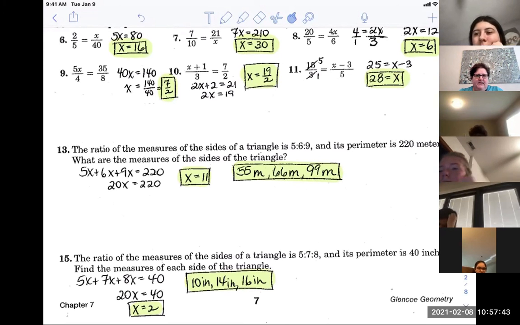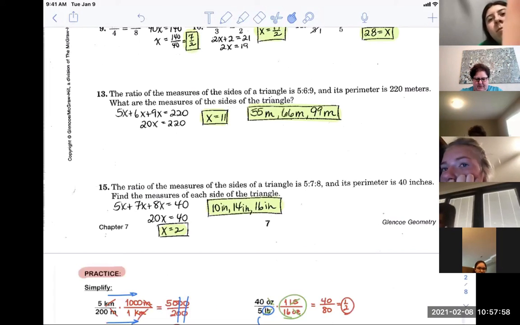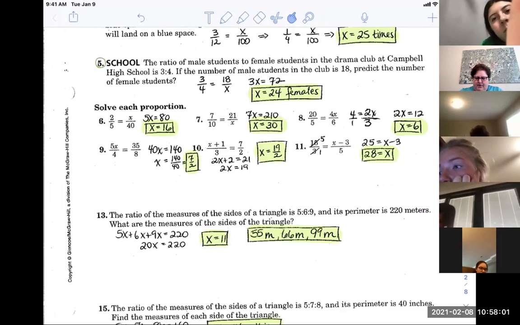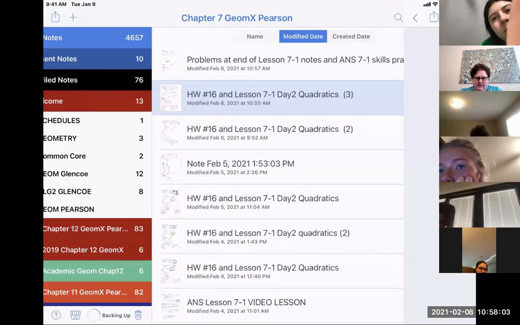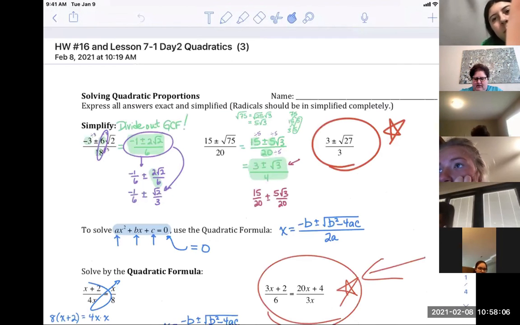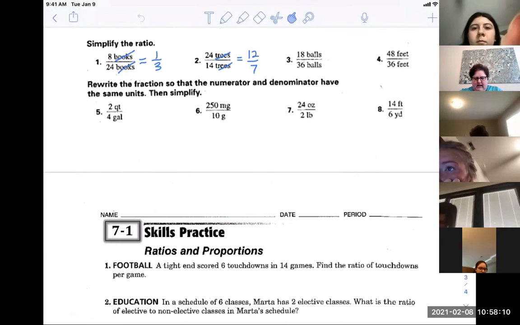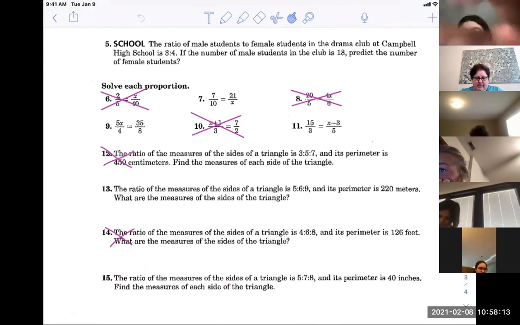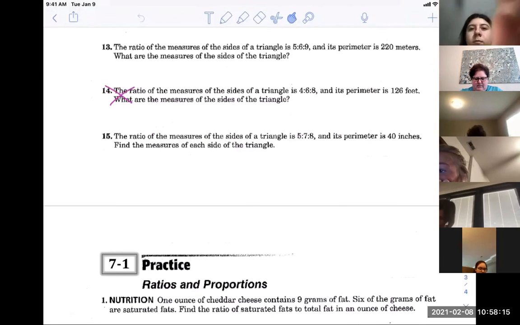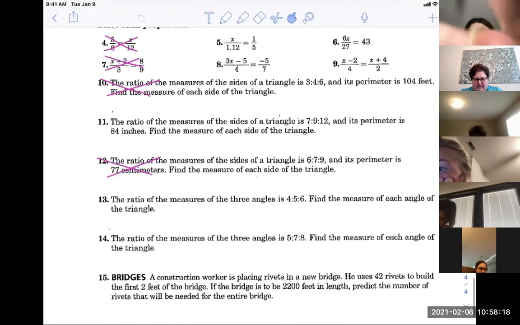Any questions on anything on this page? Okay, so page 4 is really similar to that page. So again, for homework 16, you're doing 3 problems on page 1, all of page 2, except for the couple we did, should be done. And then you should be done with the 7-1 skills practice on page 3. So then make sure you do page 4. Again, just the ones that are not crossed out.